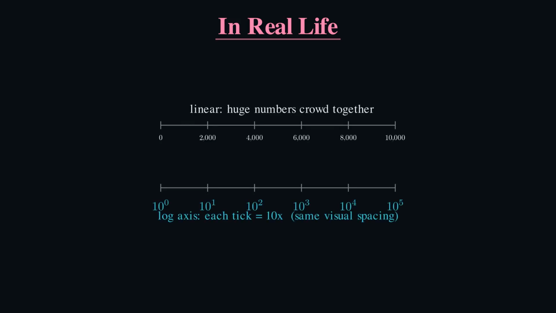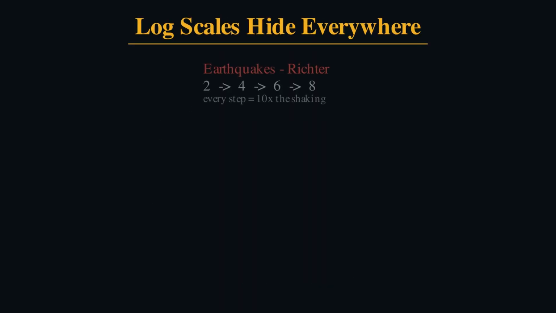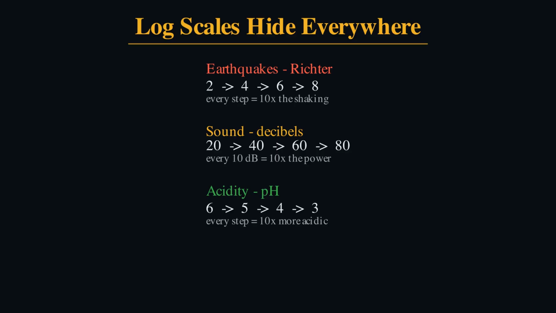A world map fits continents and cities on one page by squishing distances logarithmically. A log-scale loss plot does the same. It fits 0.001 and 10,000 on one axis. And once you know the trick, you spot log scales all over the real world.